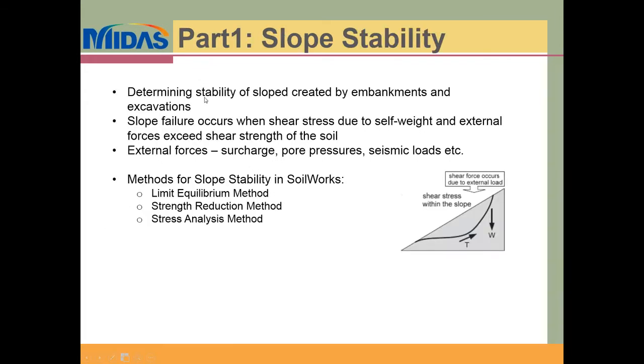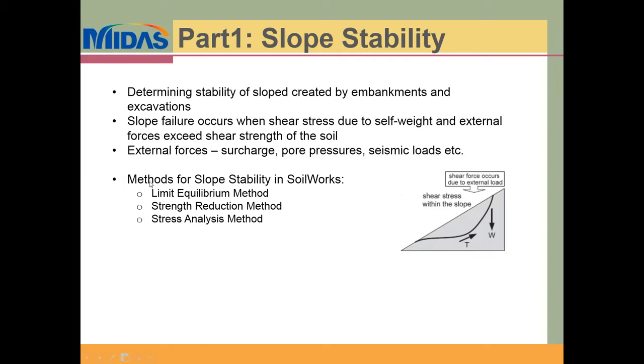So the slope stability, or the determination of the factors for the slope stability, is very crucial for the embankments which are created during the constructions or the excavations. And the slope failure occurs usually when the shear stress, which is imposed either due to the additional surcharge loads, pore pressures, or the seismic loads above the self-weight of the slope, exceeds the material strength of the slope. Then you will observe the slope failure.